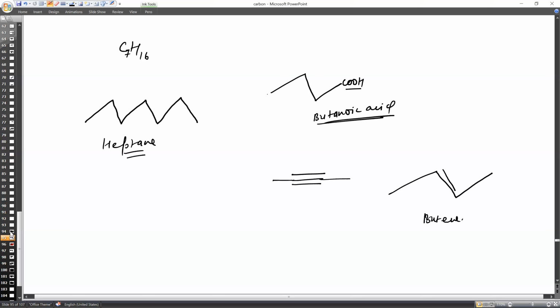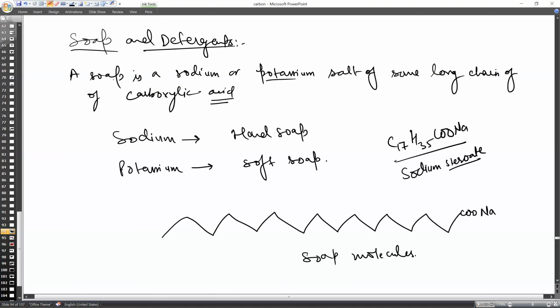So in soaps and detergents, what are soaps? Soap is a sodium or potassium salt of long chain carboxylic acid. Please note it down. Sodium salts are hard soap, and potassium salts of carboxylic acid are soft soap. Note this one. This is a soap molecule, please.